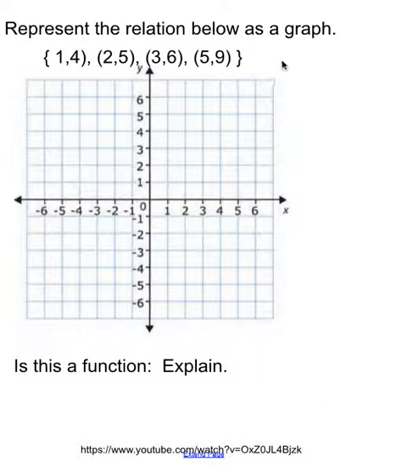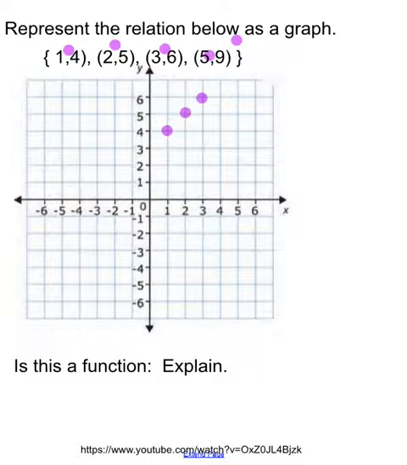Here's another example. This is a relation right here. I have 4 points. So the first thing we're going to do is graph these points. So 1, 4, right 1, up 4. There's my point. I got that one. 2, 5, right 2, up 5. There's a point. 3, 6, over 3, up 6. And the last one is 5, 9, which I'll do my best to put on my graph. 7, 8, 9. Okay, so I got all my points.